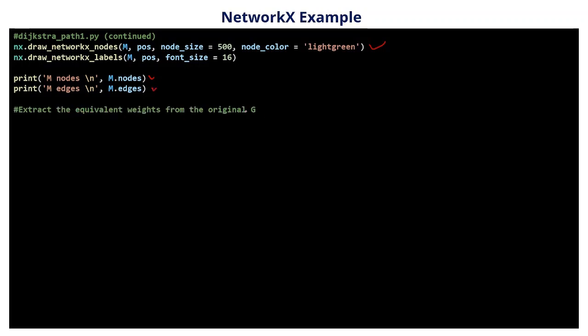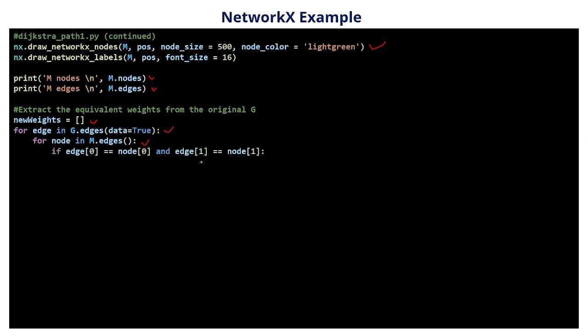Before we can create the labels, we have to extract the equivalent weights from the original G. I think there is a direct method of doing this in NetworkX. I did try it with what I have here and it did not work, so I had to look for another way to do that. What I did was create a variable, and then we look at the edges in the original graph and try to match them with the edges in the new graph we created. If there is a match, we are going to take the weight from the original graph and attach it to the edges in the new graph we created.